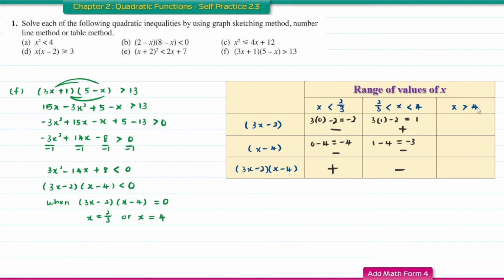For x greater than 4, I'm going to choose the number 5 here. So 3 times 5 is 15, minus 2 is 13, a positive number. 5 minus 4 is 1, a positive number. So when these two brackets multiply each other, positive times positive, you get a positive answer, which is greater than 0. Now, go back to this quadratic inequality, it is less than 0. So, therefore, the answer will be a negative number. So the range of value of x for question F is x greater than 2 over 3 and less than 4.